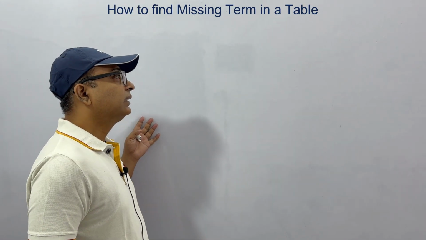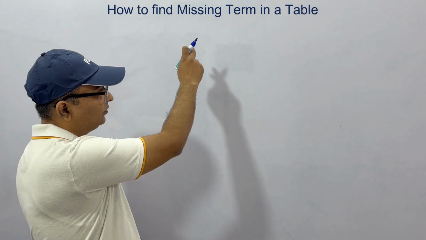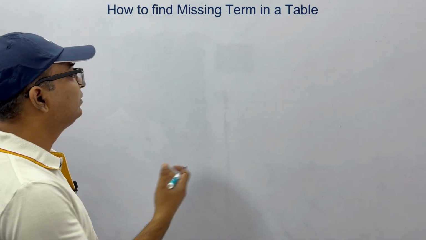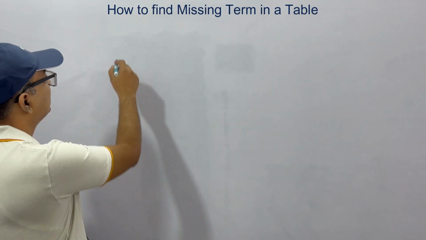Now we'll understand how to find missing terms in a table. If we have x and we have the value of y for x, and we have one or two or more missing terms, how can we find those values? You understand what I'm saying?